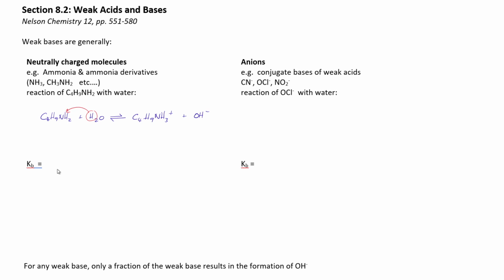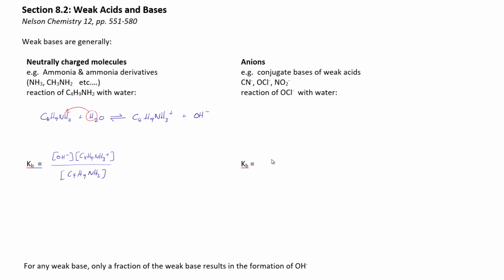In this case, for the equilibrium law, note that the subscript is Kb because this is an equilibrium law involving hydroxide. We have the concentration of hydroxide at equilibrium, times the concentration of C4H9NH3 positive at equilibrium, all over the concentration of C4H9NH2 at equilibrium.